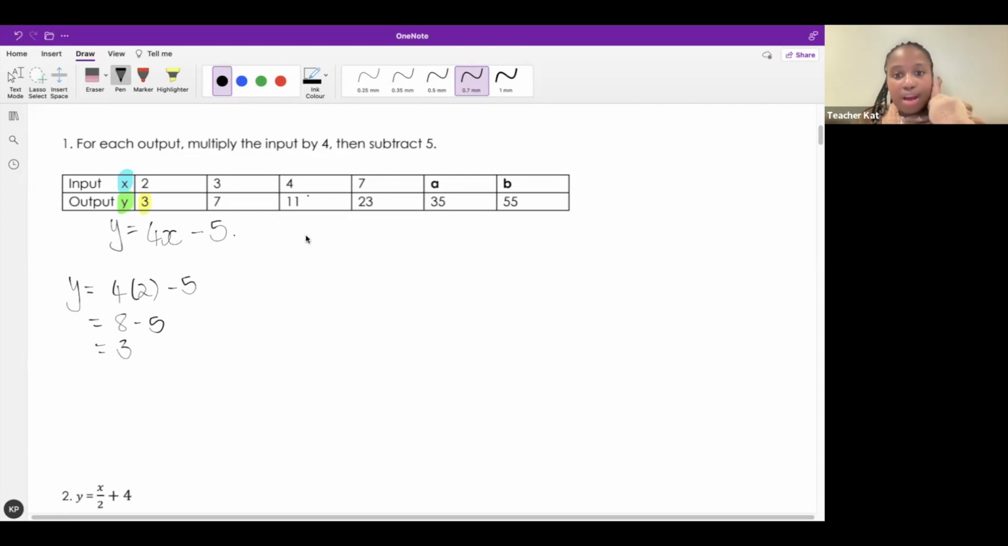So now we're going to use it to find A and B. But in this case, if you look carefully, A and B are inputs. They're located at the top of the table. So they've given us Y and they're asking us to find X. So in the formula that we have now written down here, am I going to substitute 35 at X or am I going to substitute it at Y? In this formula that we have on the side, will I substitute my 35 where I have an X, or will I substitute it where I have a Y? What do you guys think?